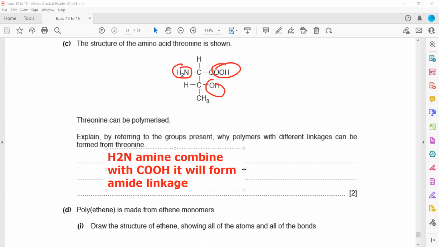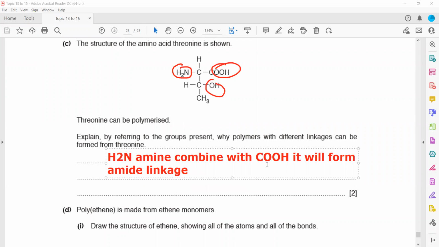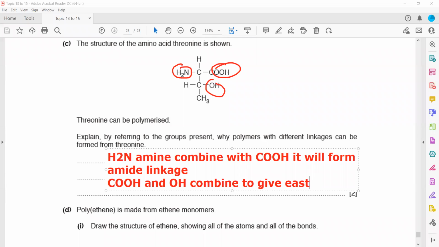And the other one, it contains COOH and OH, which can combine to give an ester linkage. So that's why two different types of linkage can be formed when this molecule combines with an identical one.